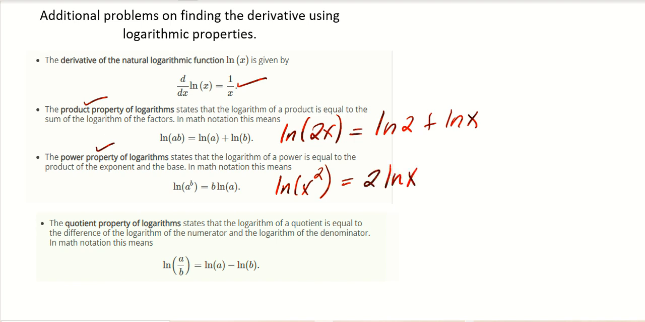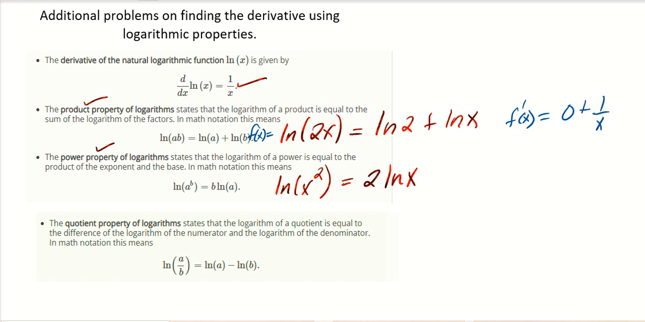Now, if I went one extra step on both of these and had to take the derivative of this, the one extra step that I can tell you really quickly is the derivative of the natural log of 2, which just gives us 0, plus the natural log of x. Well, the derivative of natural log of x would just be plus 1 over x.